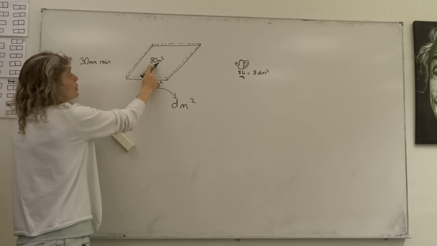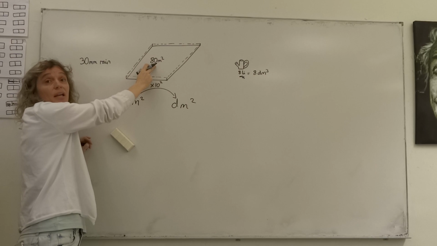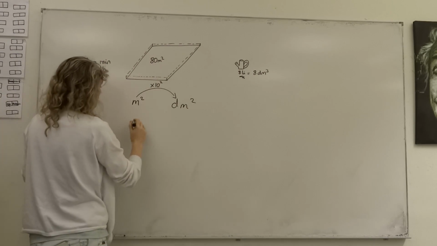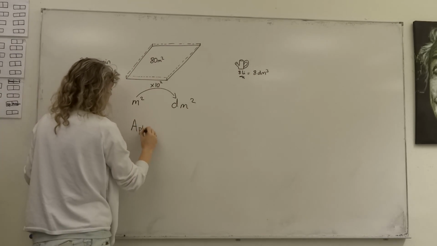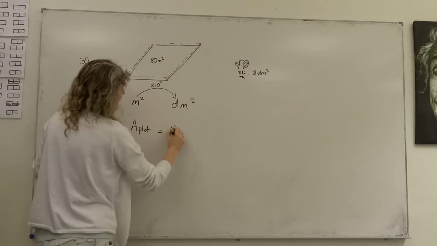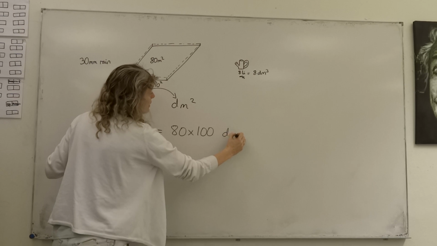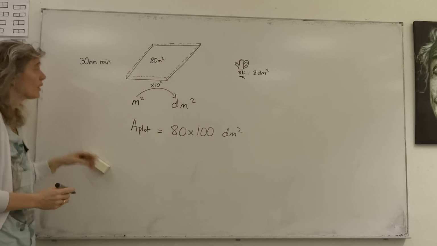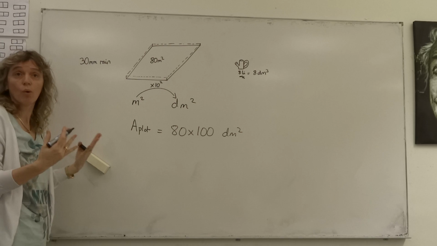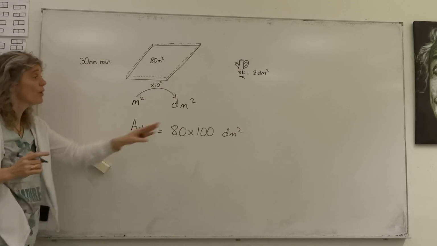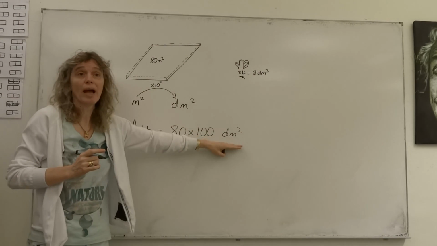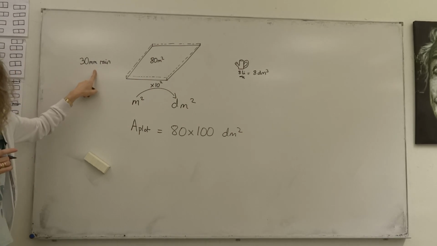So the first thing I would do would be to change the area here to decimetres. So the area of our plot is 80 times 100 decimetres squared. We want the volume of water that we've collected. If I'm going to have decimetres squared here, I need to have decimetres of rain.